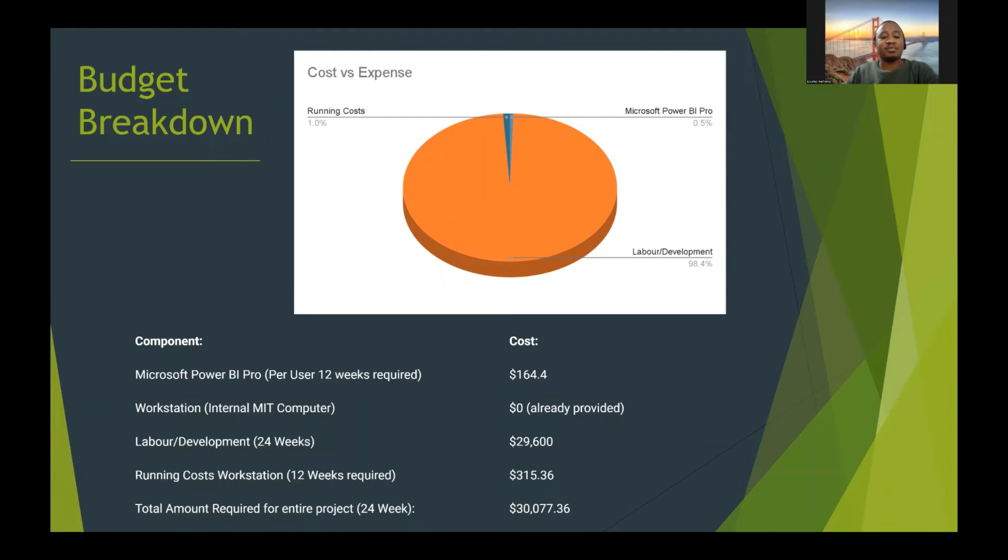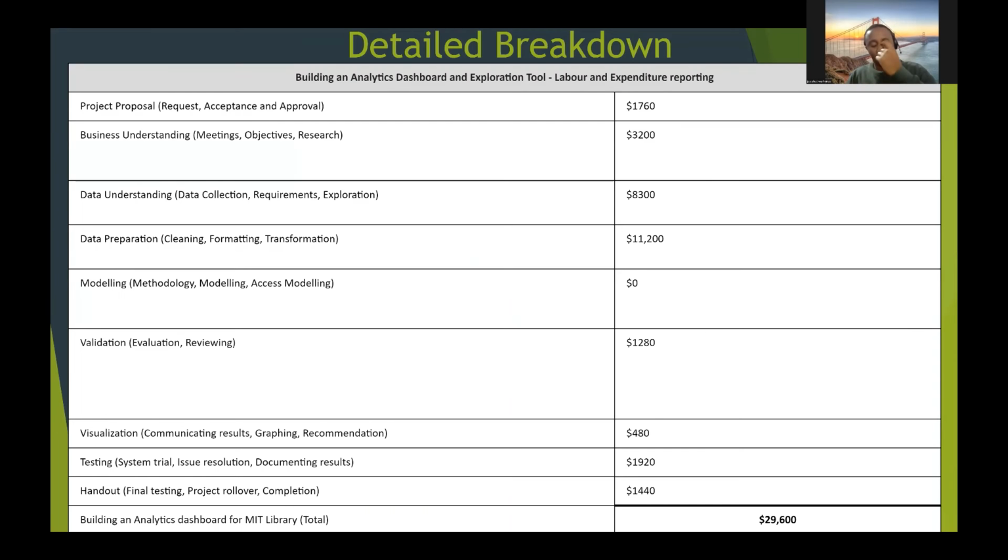For the labor development, it's going to be 29,600. Running cost for the workstation for the 12 weeks required is going to be 315 dollars and 36 cents, and the total amount required for the entire project is going to be 30,077 dollars and 36 cents. This is the detailed breakdown of the budget.